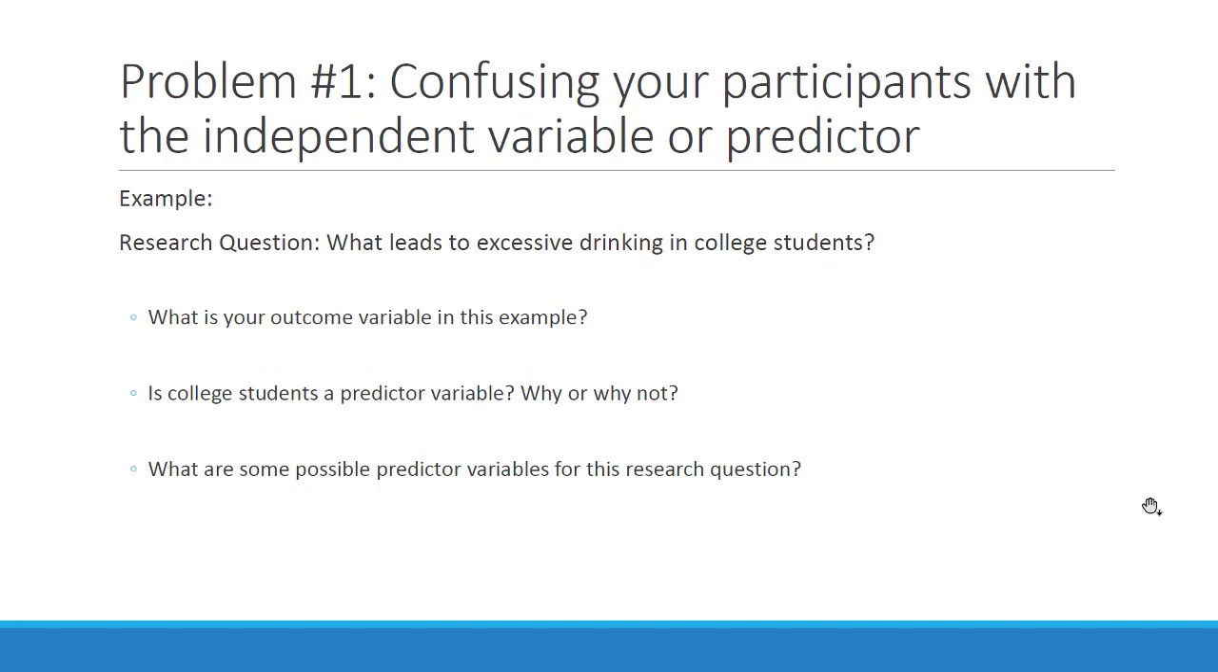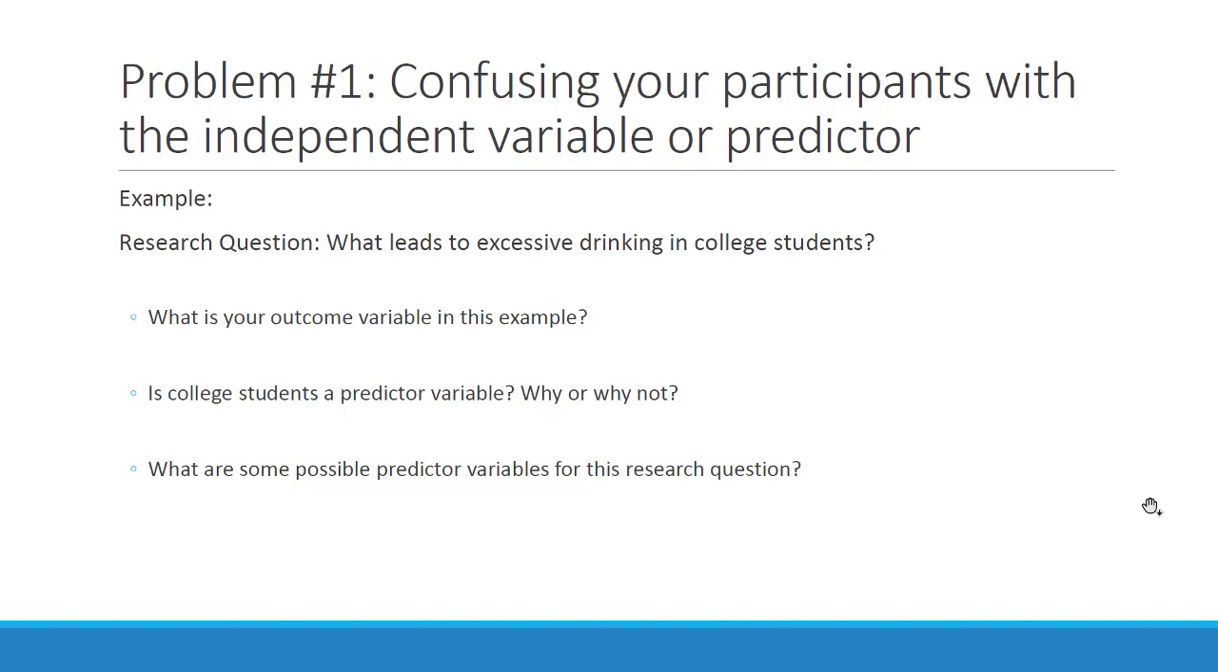Problem number 1 is confusing your participants with the independent variable or predictor. For example, perhaps you have a research question about what leads to excessive drinking in college students. We went through that example in our last video. What is the outcome variable in this example? So think about that for a moment. Well, if you said the outcome variable is excessive drinking, then you would be correct.